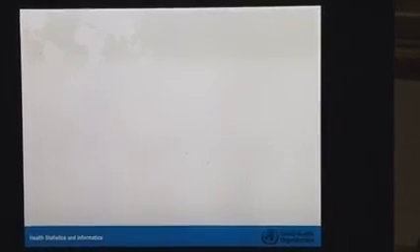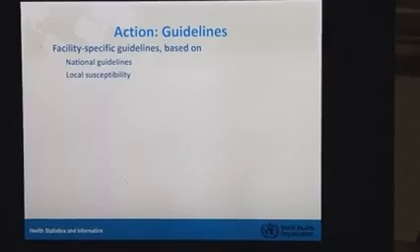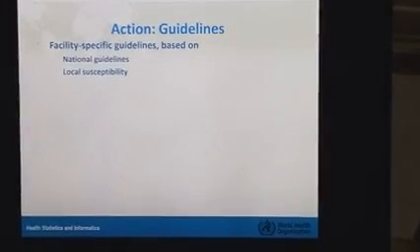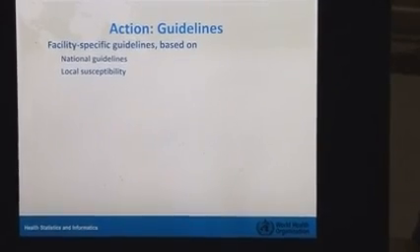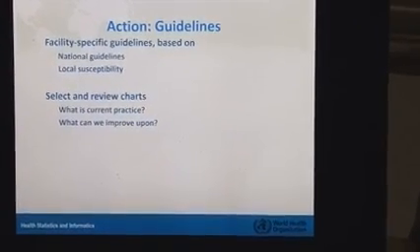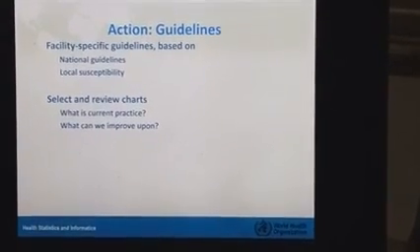Again, what about guidelines? Facility specific guidelines based on national guidelines and local susceptibility. Select and review charts. What is the current practice? What can we improve upon?